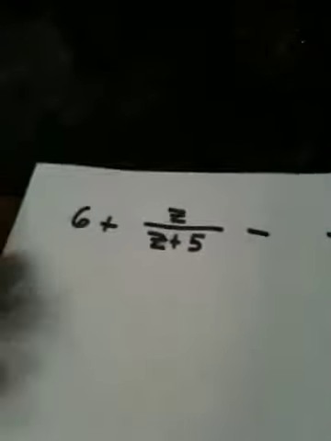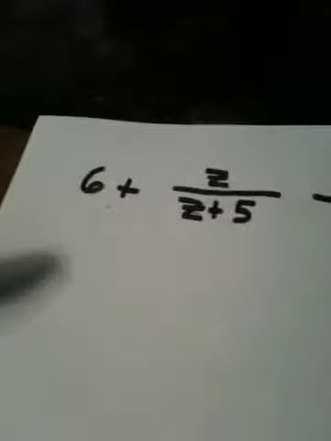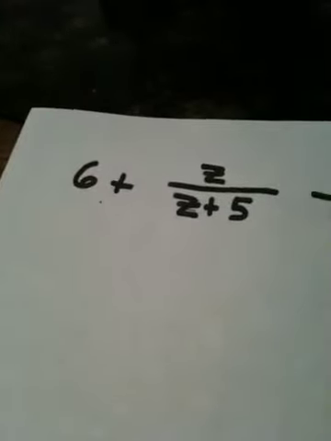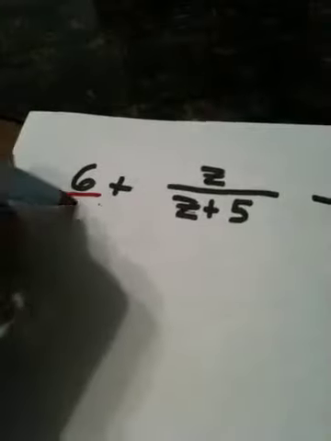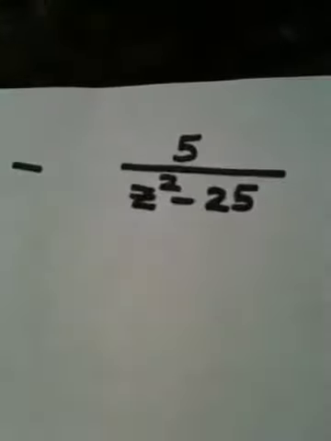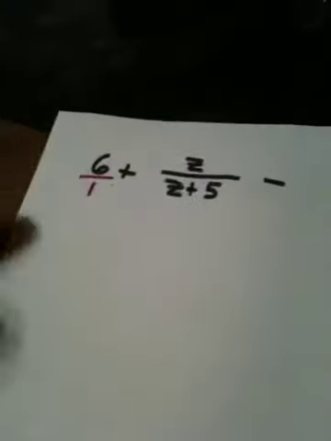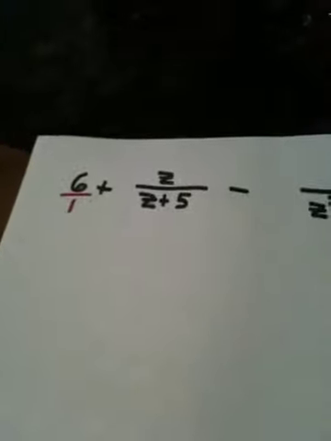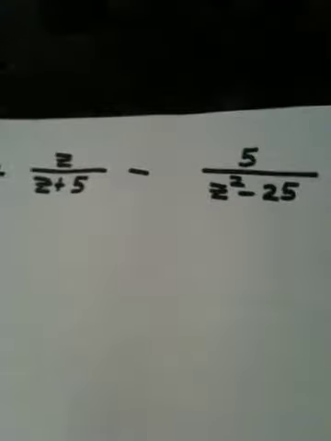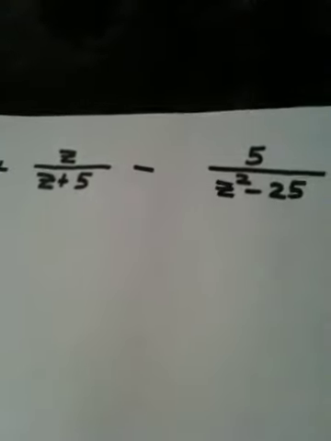All right, ladies and gentlemen, our next 6.3 problem. We have 6, which is actually 6 over 1, added to z over z plus 5, and from that is being subtracted 5 over z squared minus 25. So that's the initial problem: 6 plus z over z plus 5 minus 5 over z squared minus 25.